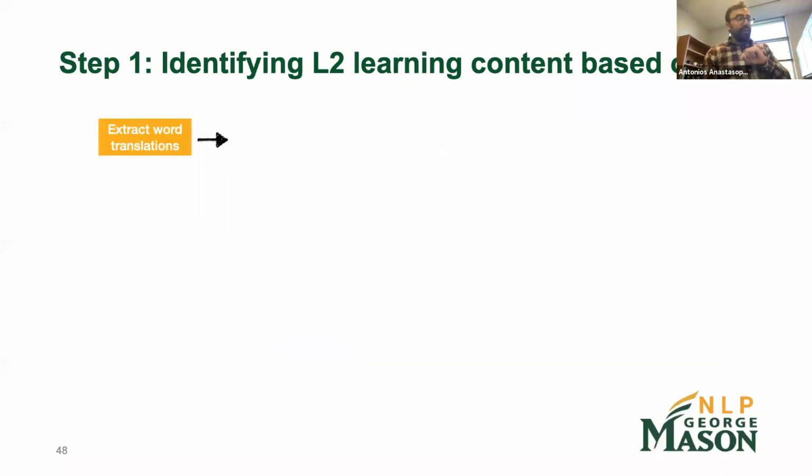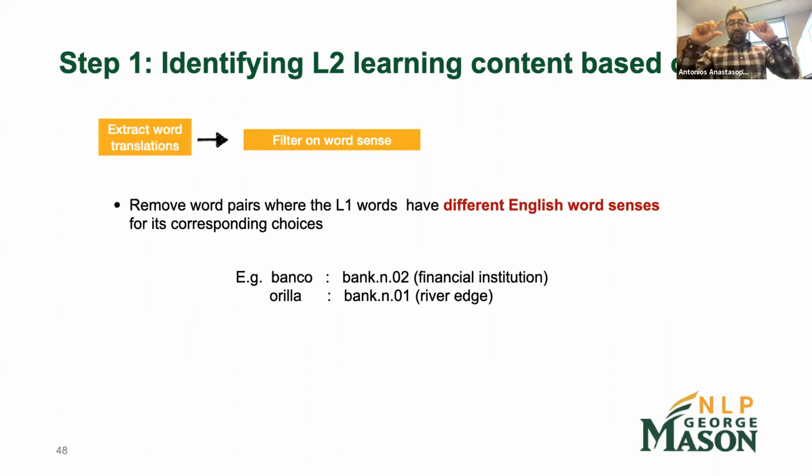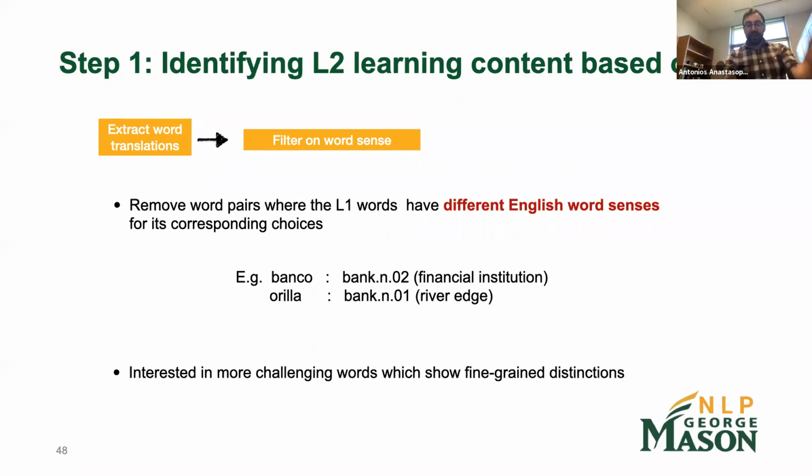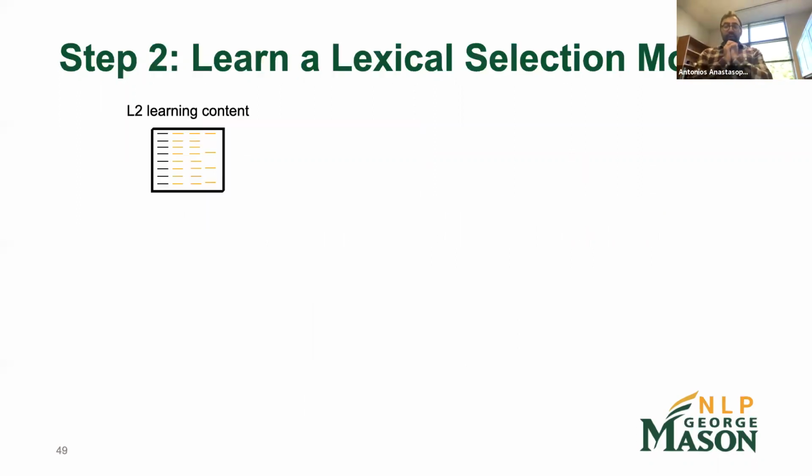We do one more step here, where we try to find the words that in English have different word senses that map very well to the words in Spanish. Because these fall into the second category of words that I told you about, which we assume English speakers can easily learn by mapping them to the English word senses as opposed to the form. Again, we are interested in the more challenging scenario. That's definitely more interesting.